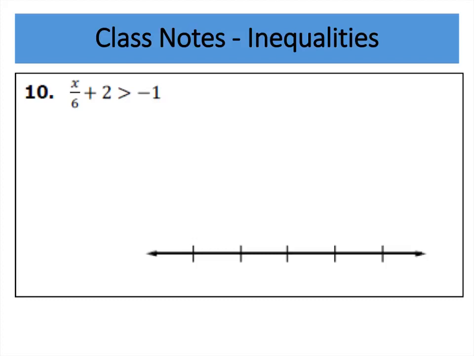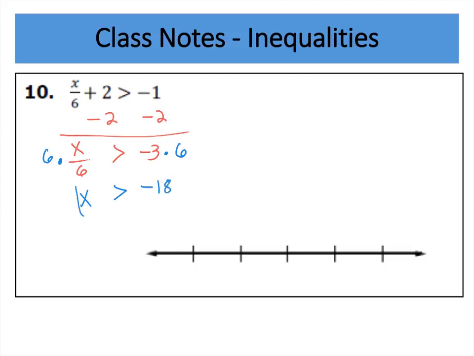All right, we're going to do one more problem together. I want to make sure that you fully understand how to do this and then finish up this activity on your own. So when I see this problem, the first thing I know that I need to do is get rid of that 2. So I'm going to subtract 2 from both sides. I'm left with x divided by 6, a greater than symbol, and then negative 3. In order to get rid of the divide by 6, I have to multiply both sides by 6. And then x is bigger than negative 18, because a negative times a positive is a negative.